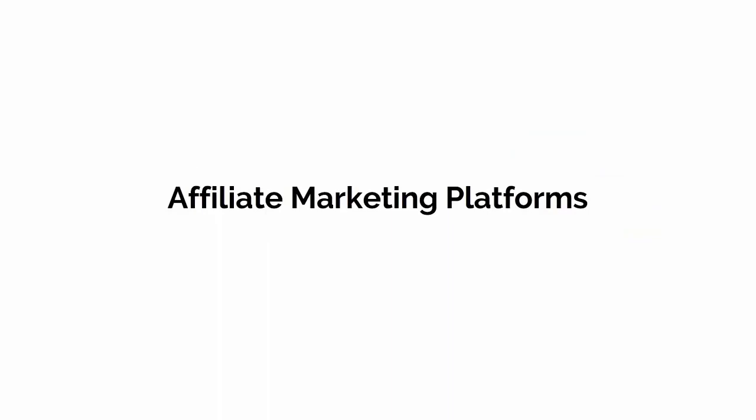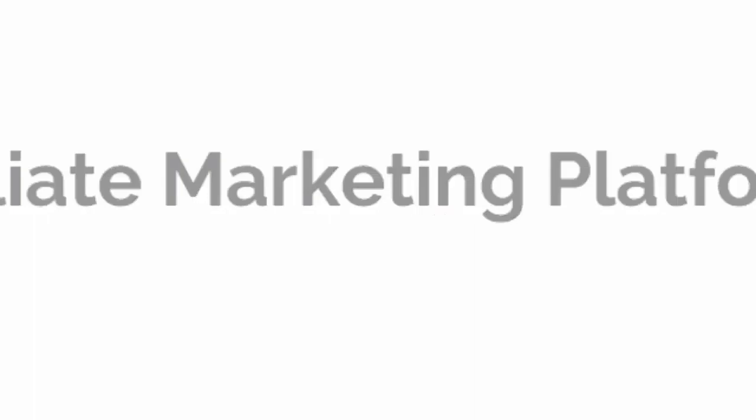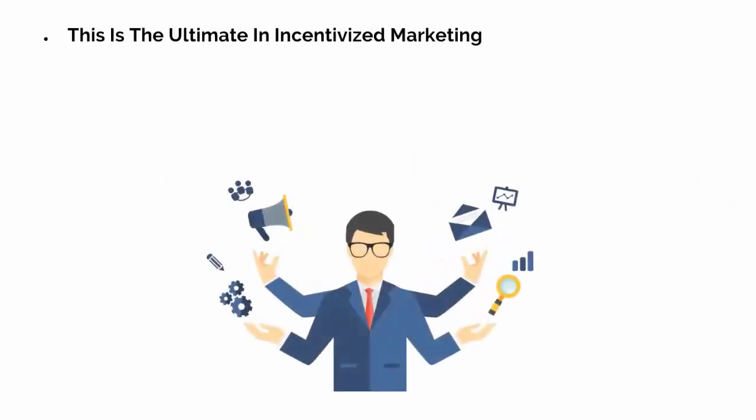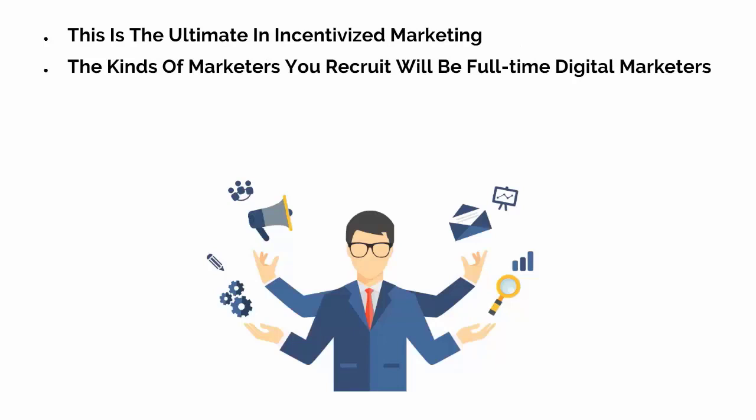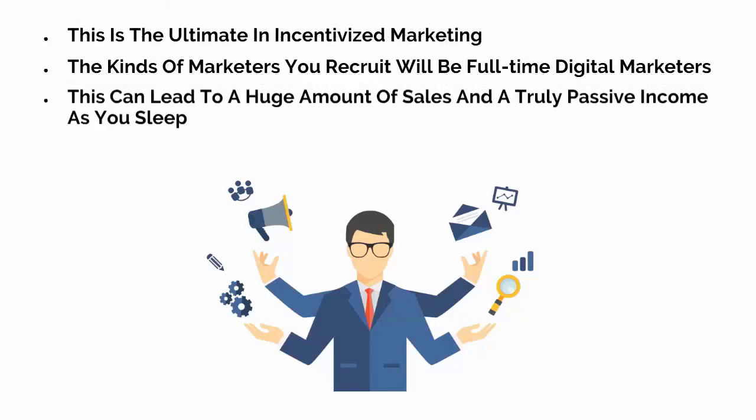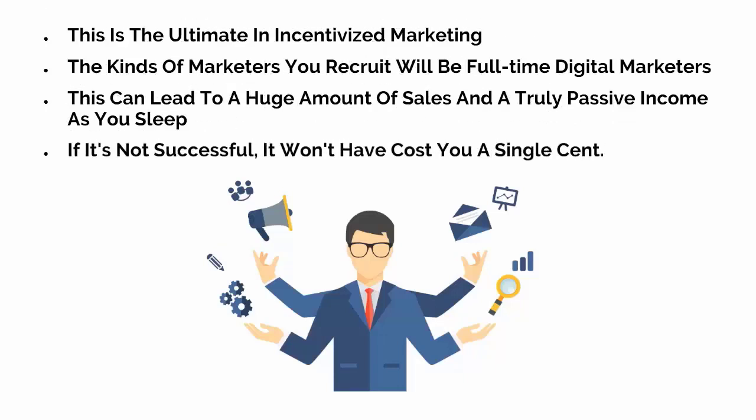These are the likes of WSO Pro, JVZoo, and ClickBank. These allow you to sell products, largely digital, and to have a legion of marketers to help you do so for a commission. This is the ultimate in incentivized marketing because often you'll be offering 40 to 60%, and the kinds of marketers you recruit will be full-time digital marketers that use email marketing, landing pages, PPC, even perhaps CPA, and some other strategies to really push your products. This can lead to a huge amount of sales and a truly passive income as you sleep. And if it's not successful, then it won't have cost you a single cent.